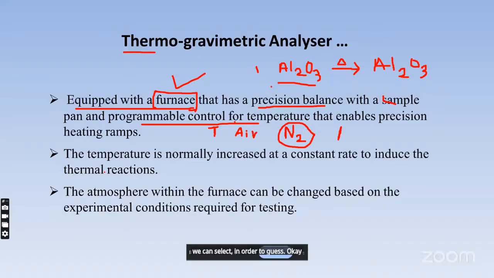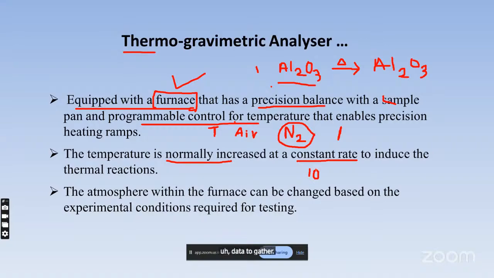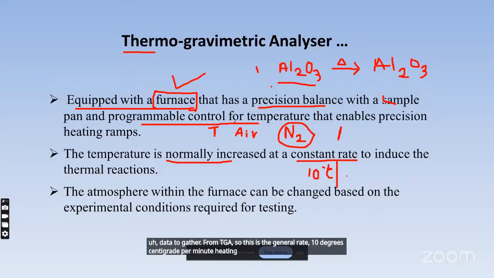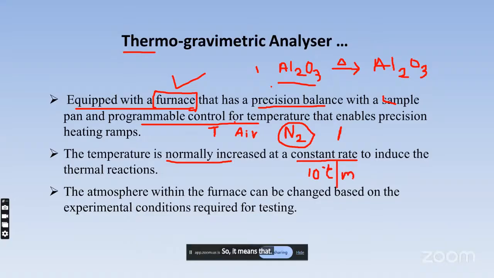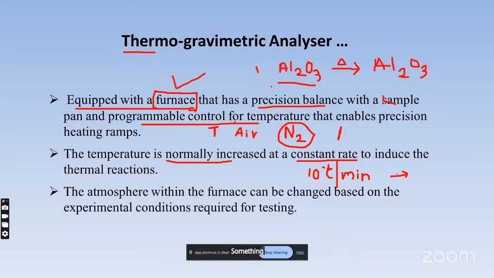The temperature is normally increased at a constant rate. For example, if I don't have much data to gather from TGA, the general rate is 10 degrees centigrade per minute. So initially my sample will be placed at 30 degrees. After the first minute it will reach 40 degrees, the second minute it will reach 50 degrees, something like that. So you can have a constant heating rate to induce the thermal reaction.